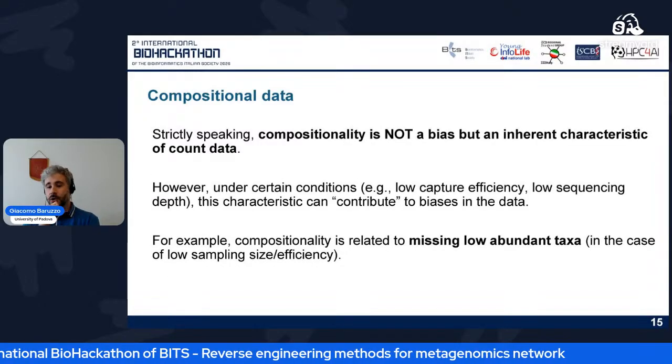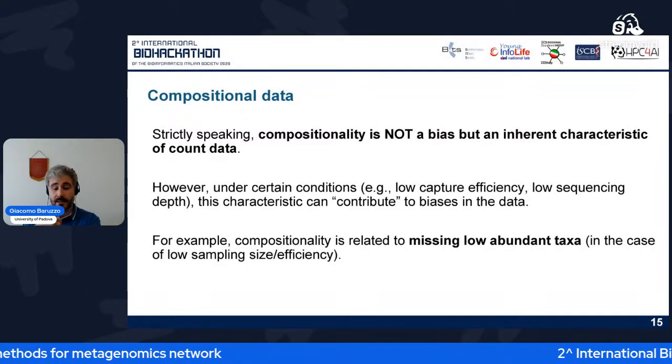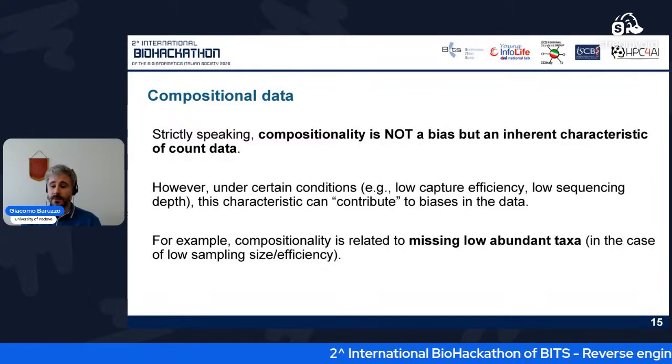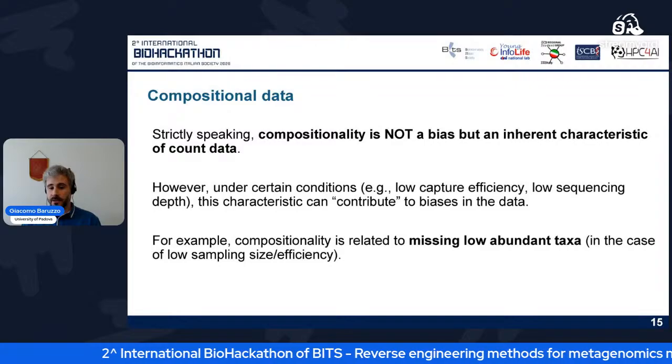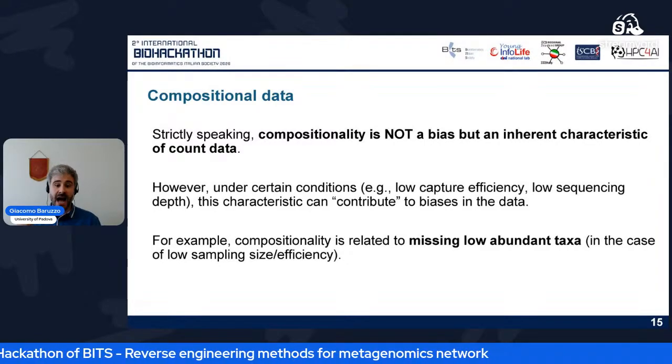So, strictly speaking, compositionality is not a bias. It's just a characteristic, a property of count data. Okay? But it is a characteristic that is the reason why we saw the relative abundance somehow mess up, or why we saw very often a lot of zero. It is one of the reasons why low abundance taxa are the ones that have a higher probability to be missed.